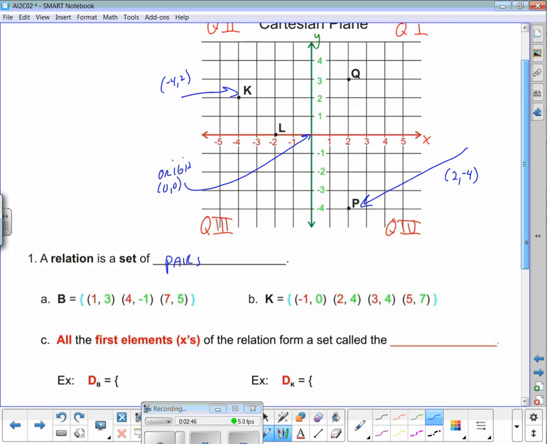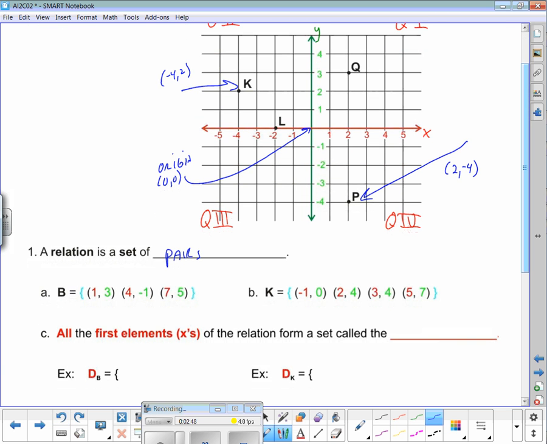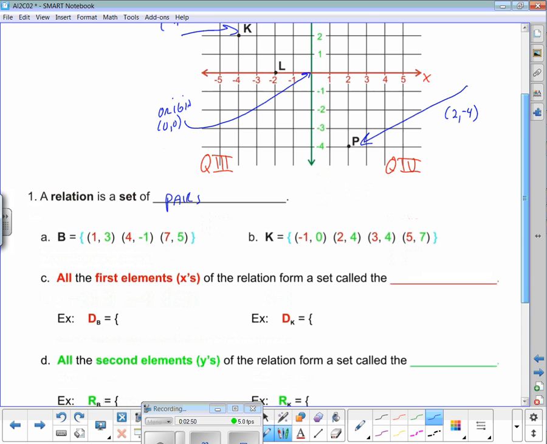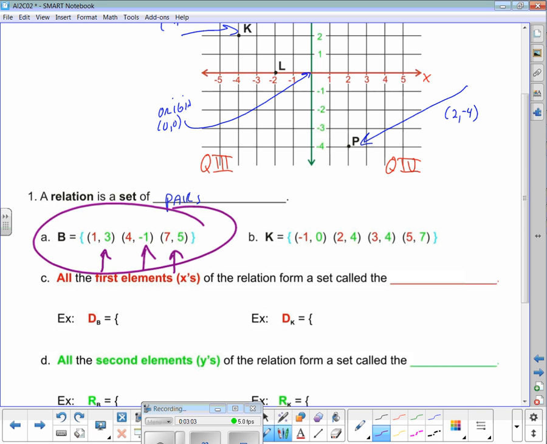All right, let me get back now to our relation. What is a relation? It's a set of pairs. And so we see a couple of examples here. And let me focus your attention right here. We're looking at the first set, set B. And what are the pairs? Well, you got the point 1, 3. You've got the point 4, -1. And you've got the point 7, 5. All right, everything is paired up. And so a relation is simply a set of pairs.